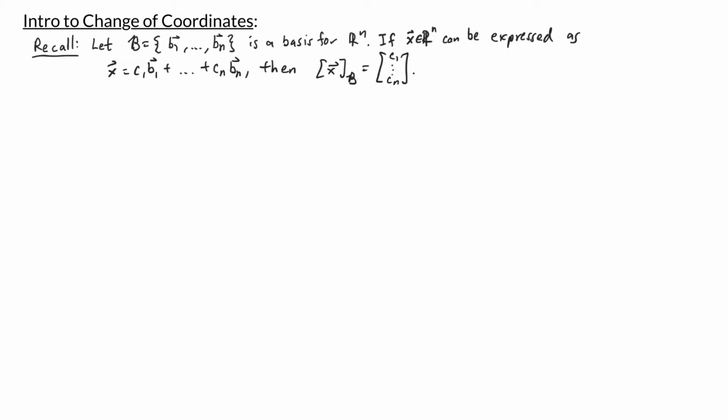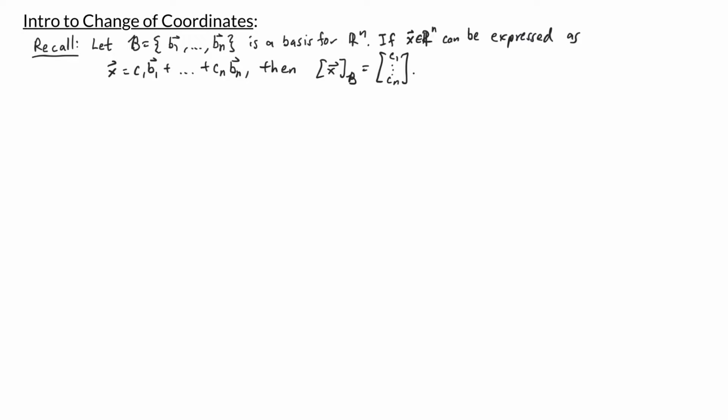In this video, we'll talk about how to convert back and forth between standard coordinates for a vector and B coordinates for some basis B. In our last video, we saw the following. Let B be a basis for Rn consisting of vectors b1 through bn. If the vector x can be expressed as the linear combination c1 times b1 summed up through cn times bn, then we say that the B coordinate vector for x is the vector c1 through cn.